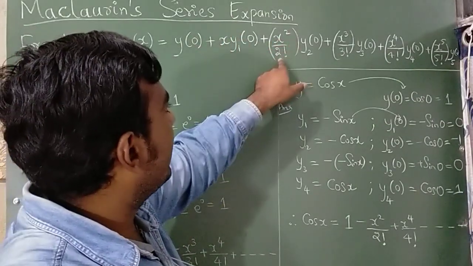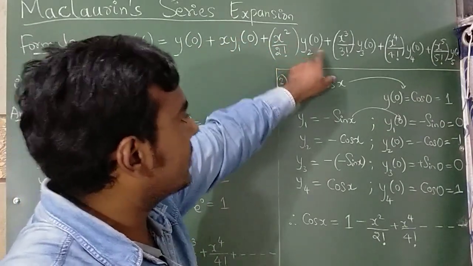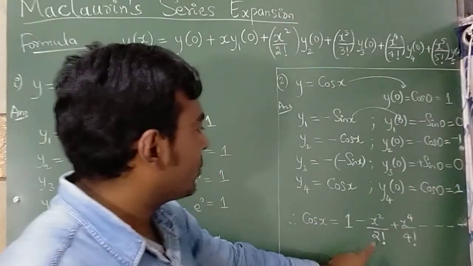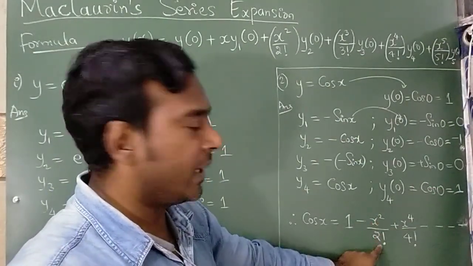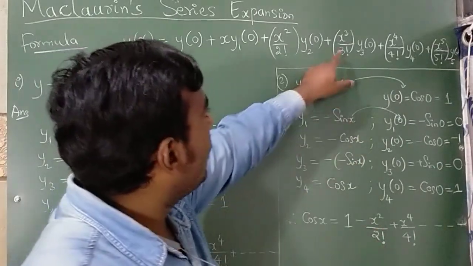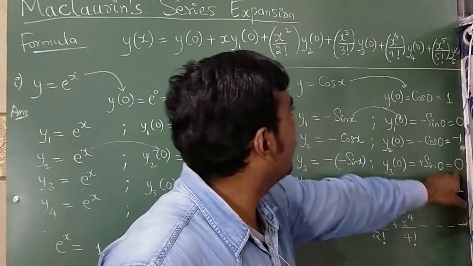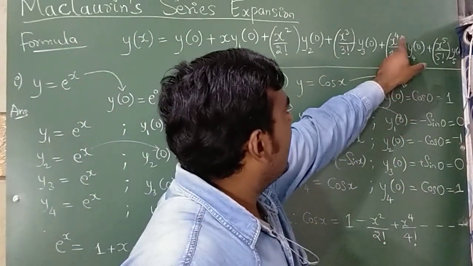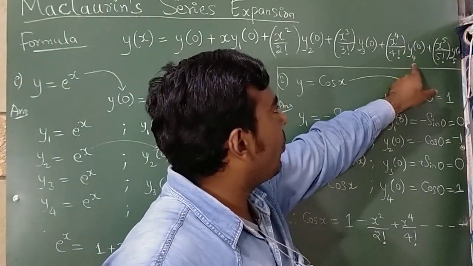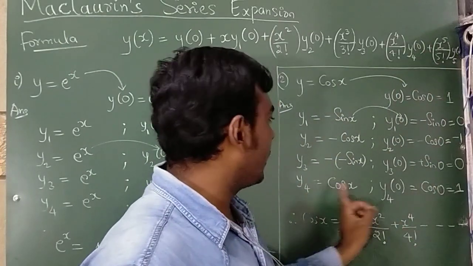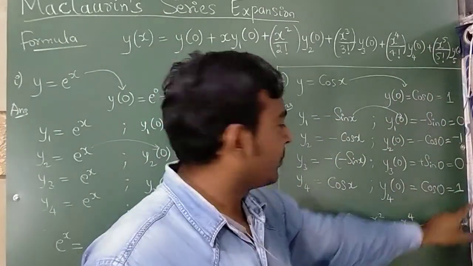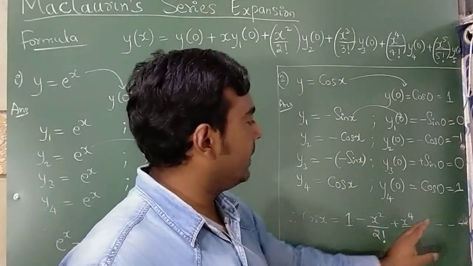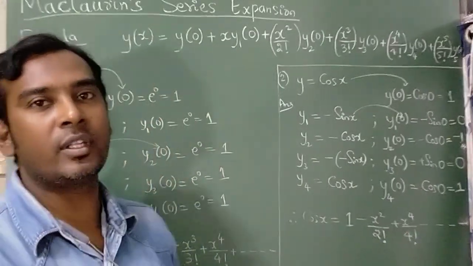Plus x square divided by 2 factorial y2 of 0. y2 of 0 is minus 1. Fine. So I have written here minus x square divided by 2 factorial. Now y3 of 0 is 0. So this whole term will become 0. Now next, x raised to 4 divided by 4 factorial y4 of 0. So y4 of 0 is 1. So I have written x raised to 4 divided by 4 factorial, and it goes on. Fine. Let's move on to the next sum.